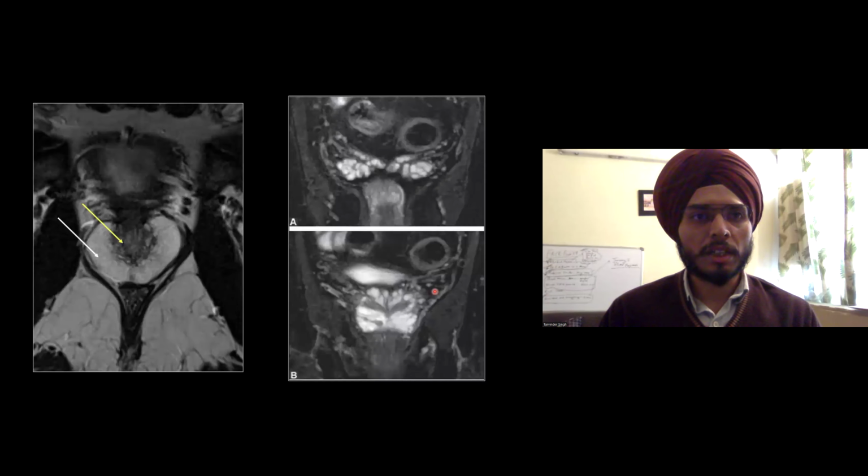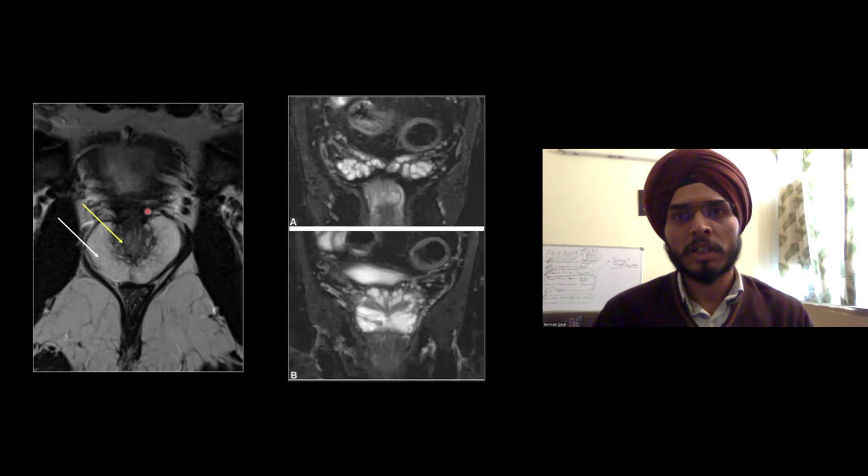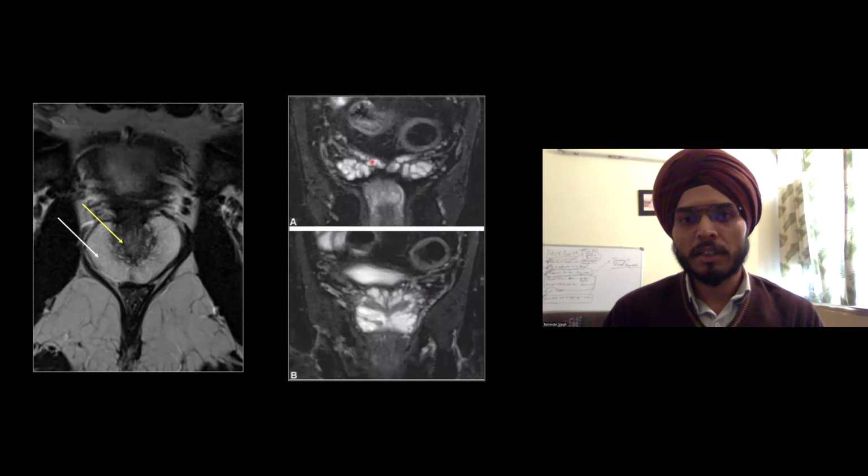So this is another slide to highlight the anatomy. This is the peripheral zone, which is completely bright, and the normal central gland has a mixed signal intensity. Anteriorly, we have the fibromuscular stroma. These are the seminal vesicles, and this is the peripheral zone.